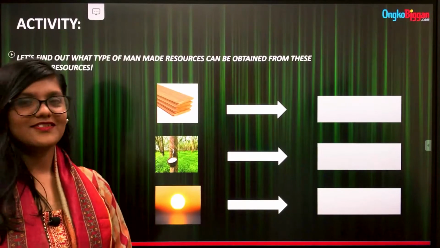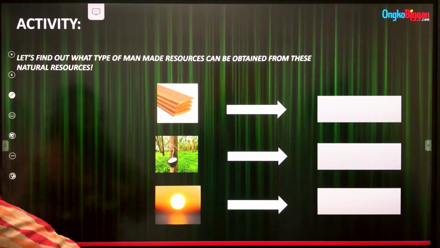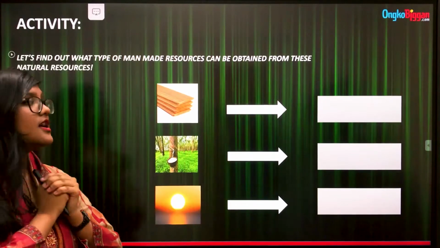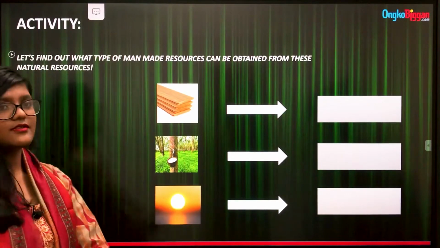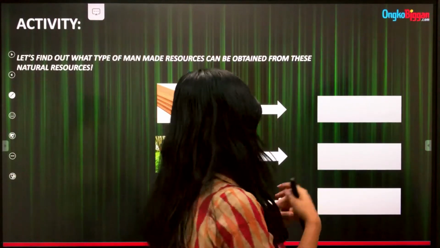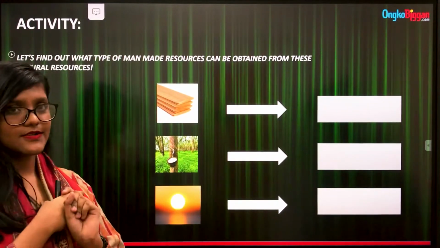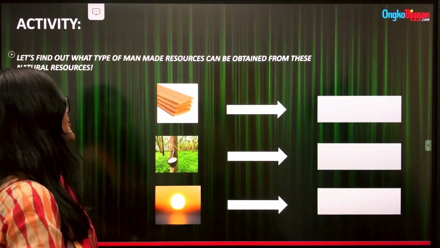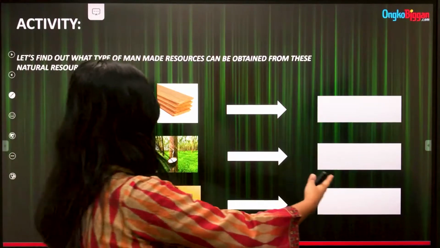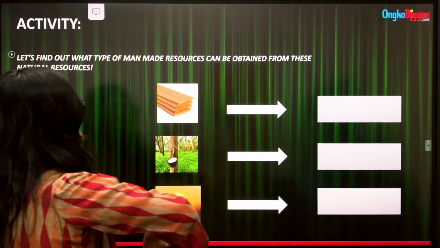So now we have another activity. Here we have to find out what type of man-made resources can be obtained from these natural resources. So on this side we have some natural resources, and in the box here we have to write what type of man-made resources can be obtained from this type of natural resources.